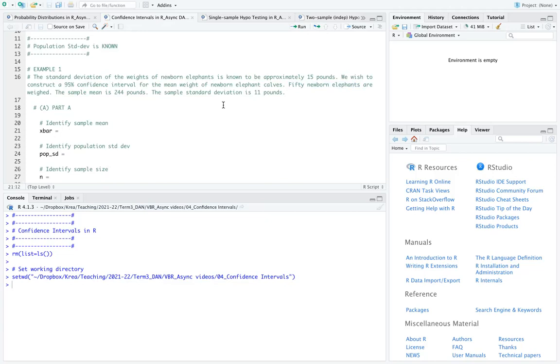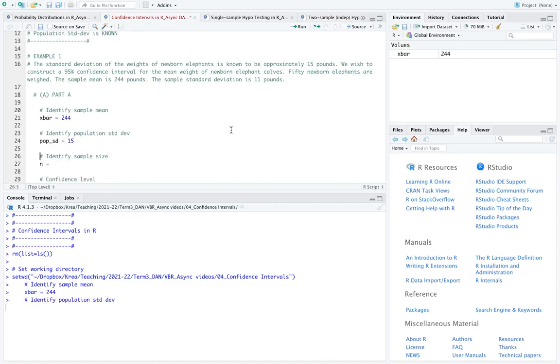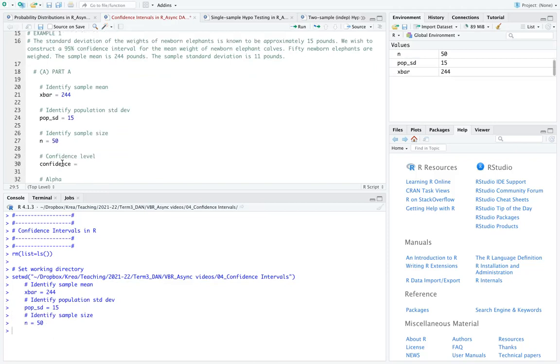The sample mean here is 244. The population standard deviation is given to be 15, so I'll identify that. The sample size is 50 newborn elephants, so we'll put that down. We want to construct a 95% confidence interval, so the confidence level is 0.95.